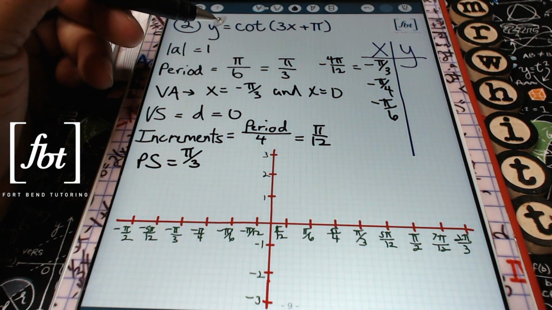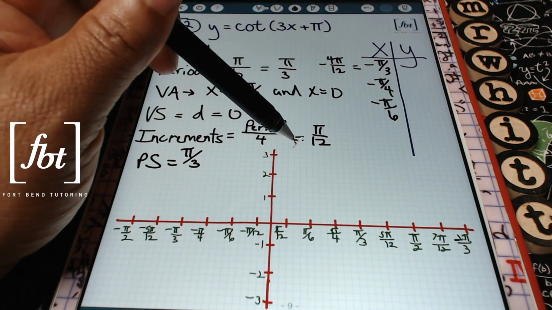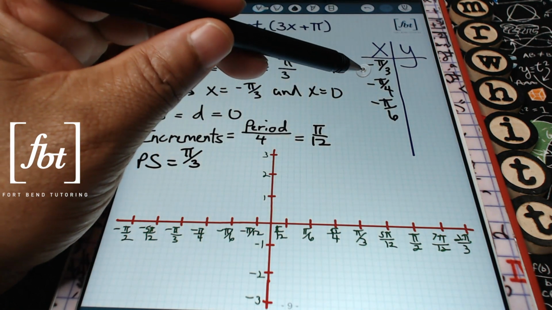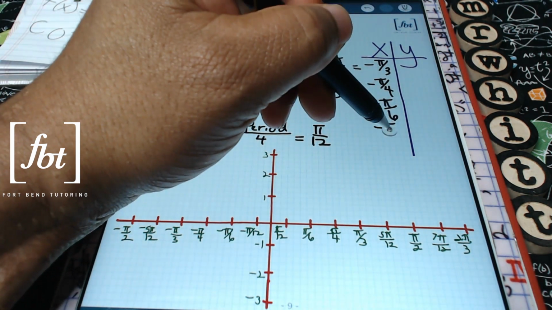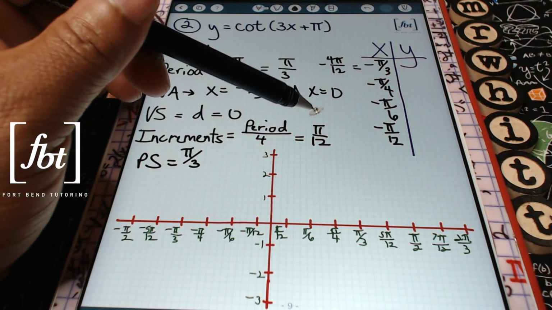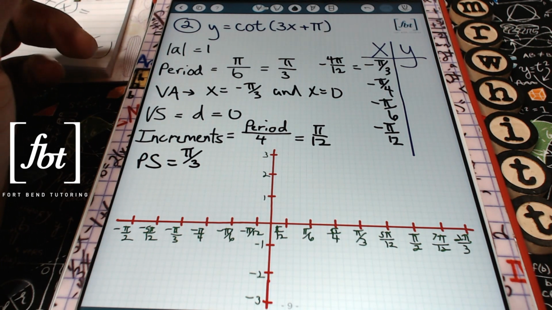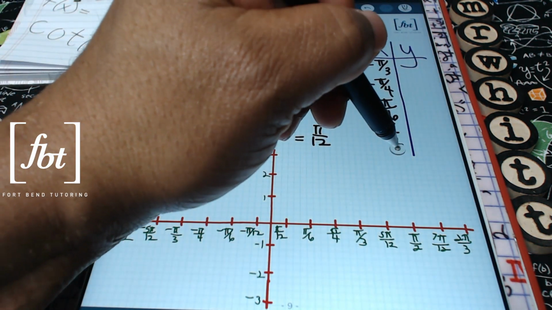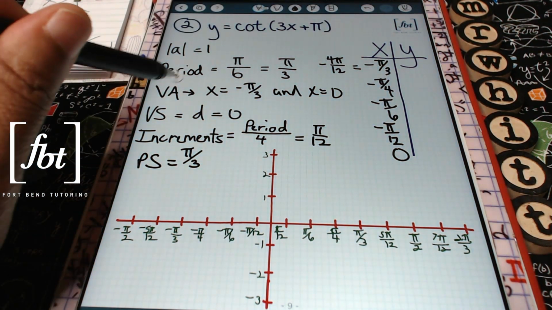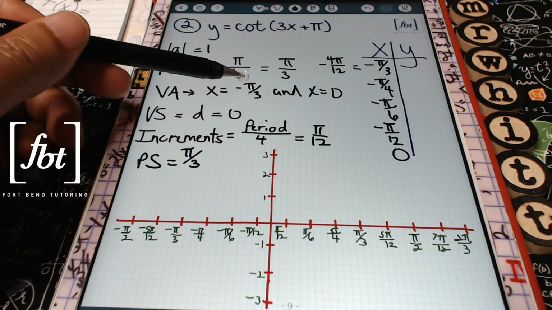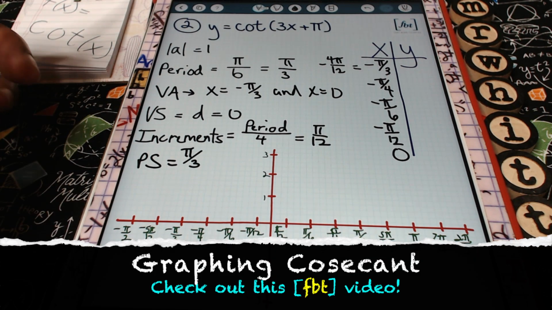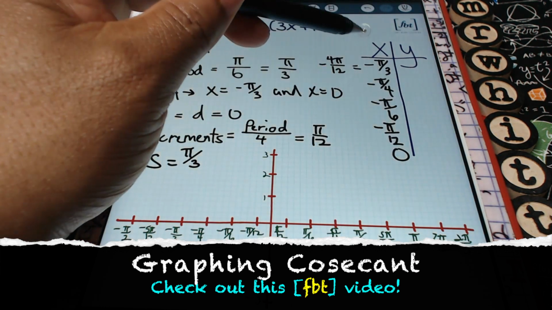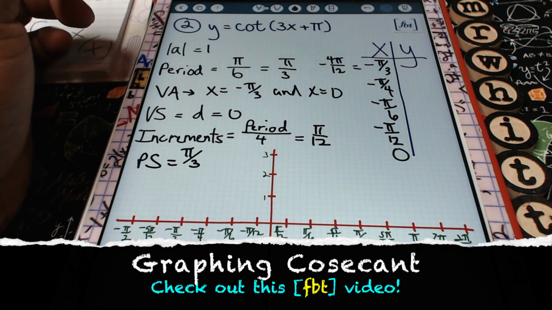And then you'll be adding pi over 12 to this negative 2 pi over 12, which gives you a value of negative pi over 12. Then finally adding pi over 12 to negative pi over 12 gives you a result of 0. Remember that our two vertical asymptotes are x equals negative pi over 3 as well as x equals 0. This means that we correctly calculated our x values for our graph.